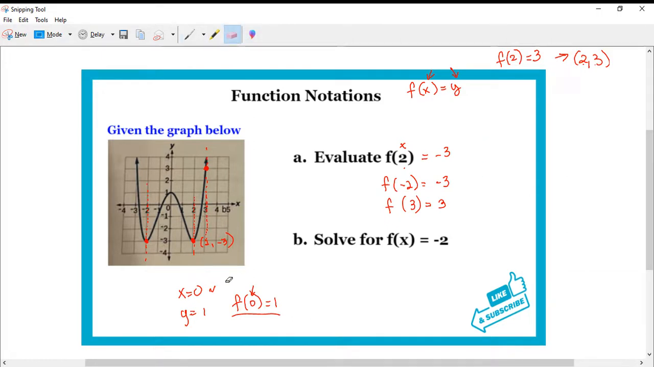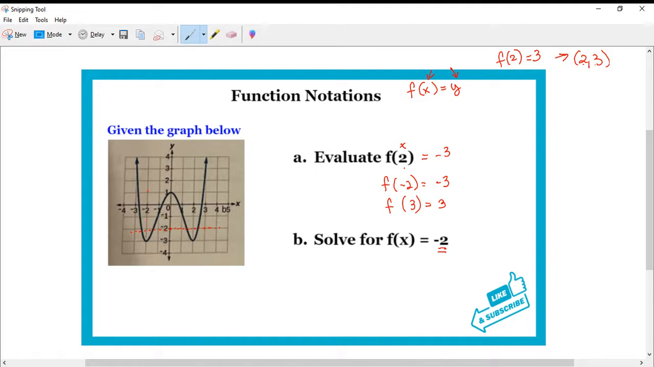Now, the second question is f of x equals negative 2. What that means is that you're given the value of y, because that's the value after the equal sign. If you're given the value of y, instead of drawing a vertical line, you will draw a horizontal line after locating the y. In here, your y is negative 2. So I'm going to go to my y-axis and locate negative 2. There you go. And then I'm going to draw a horizontal line this way. It's best if you have a ruler in this one, but you have grids, so that should help you.